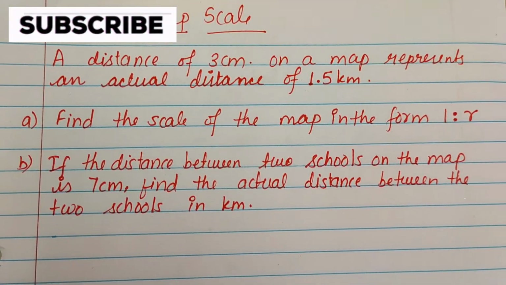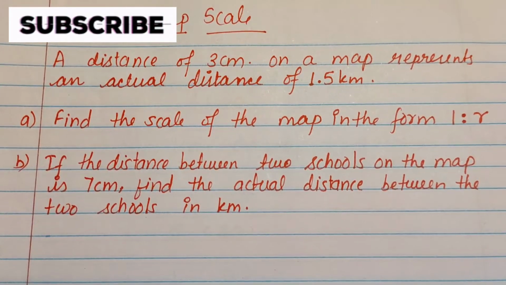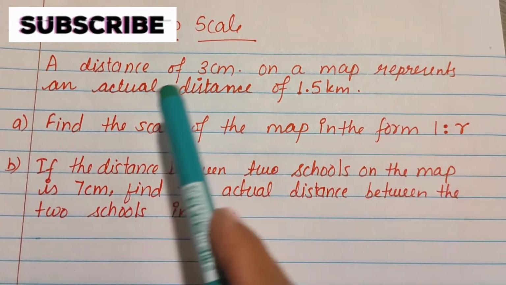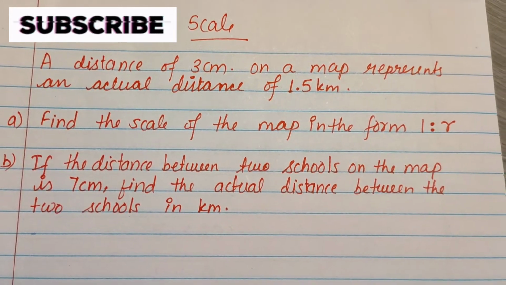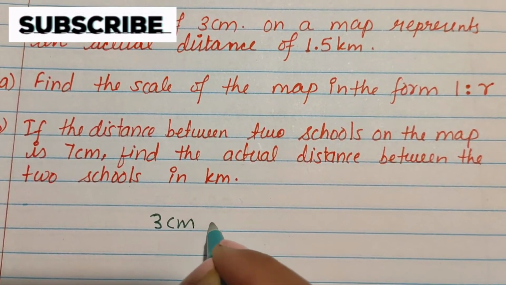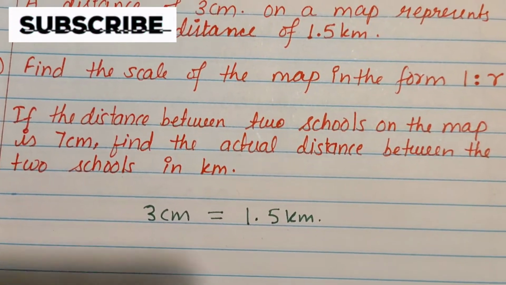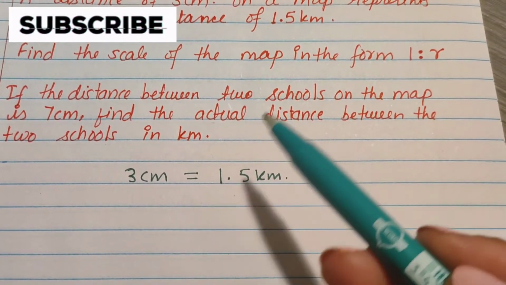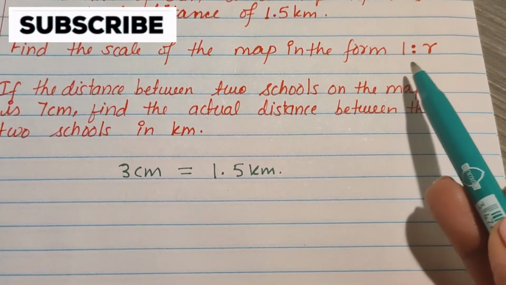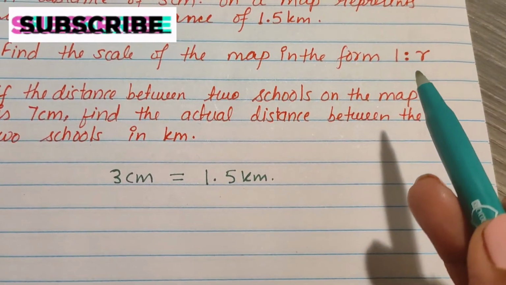Now let's do a question and try to understand the concept. Understanding a question before actually trying to solve it is the key. A distance of 3 centimeters on a map represents an actual distance of 1.5 kilometers. So can I write it this way, that 3 centimeters is represented as 1.5 kilometers in reality. To calculate the map scale, I need to put it in this form where units should be the same, right? So 1 centimeter should be r centimeters, something like that. We need to figure out what that r is.